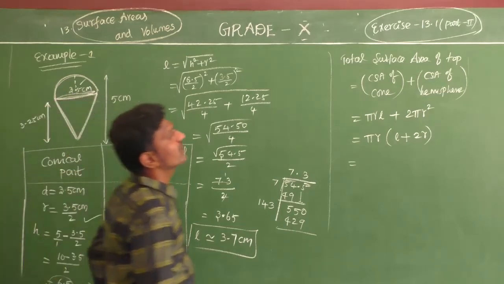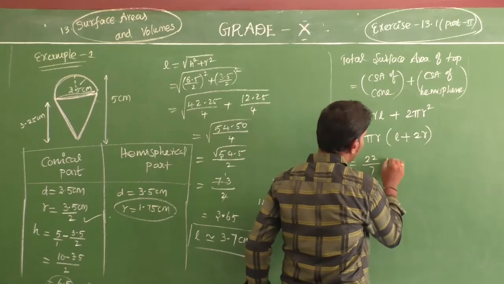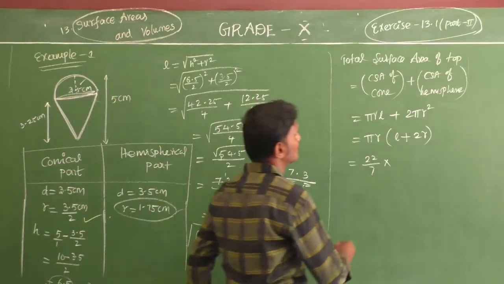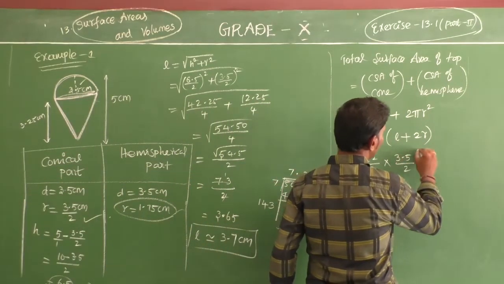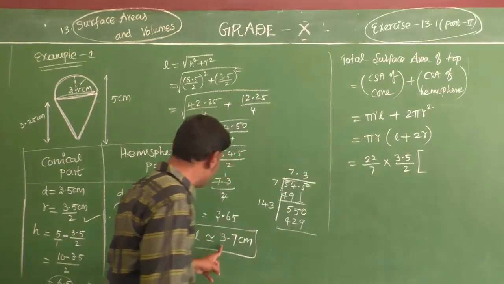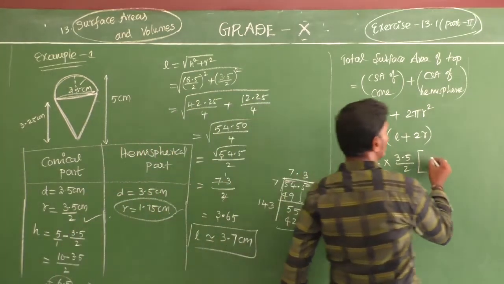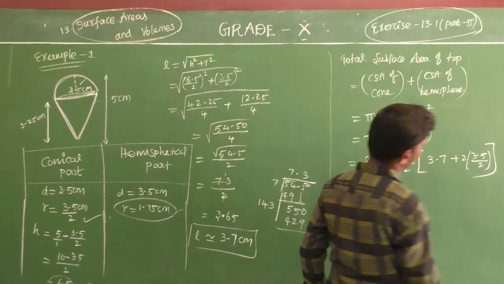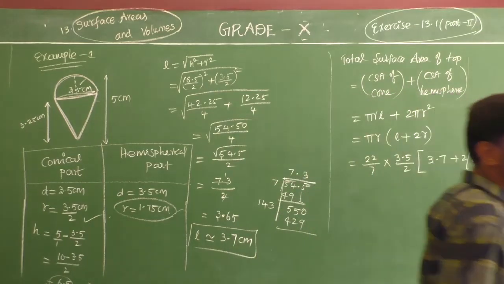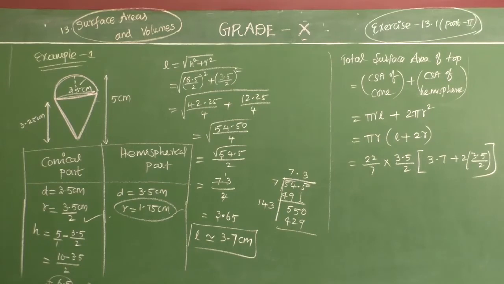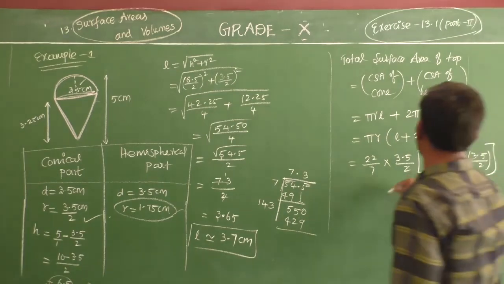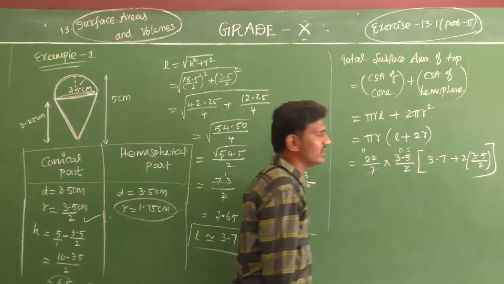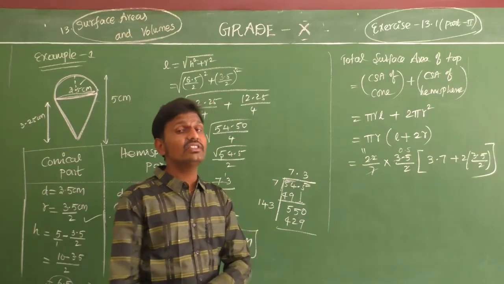Now see, the value of pi is 22 by 7 into the radius. What is the radius? 3.5 by 2 into, you have the slant height, 3.7. Okay. So 3.7 plus 2 into the radius, and the radius is 3.5 by 2. Now we are going to simplify to get the value. 1 2 is 2, 11 2s are 22. Now 1 7 is 7, 0.5 7s are 3.5, because 5 7s are 35, but you have 3.5 only, no?